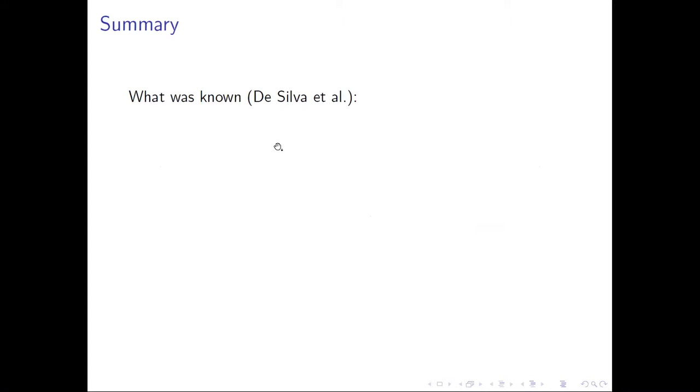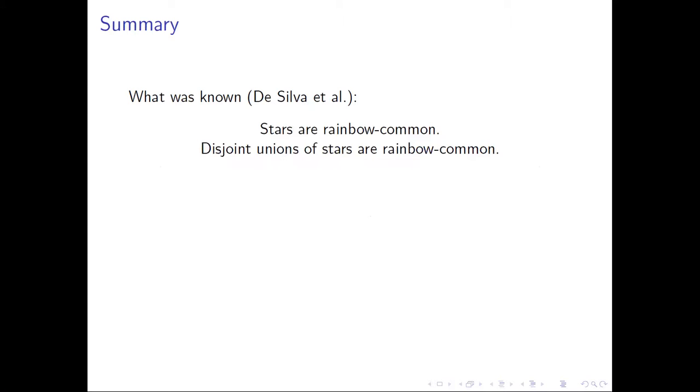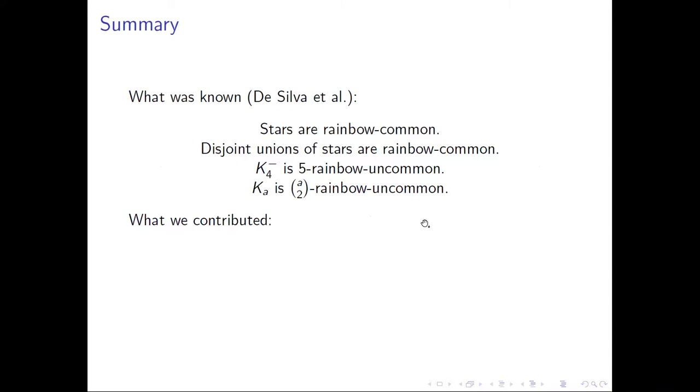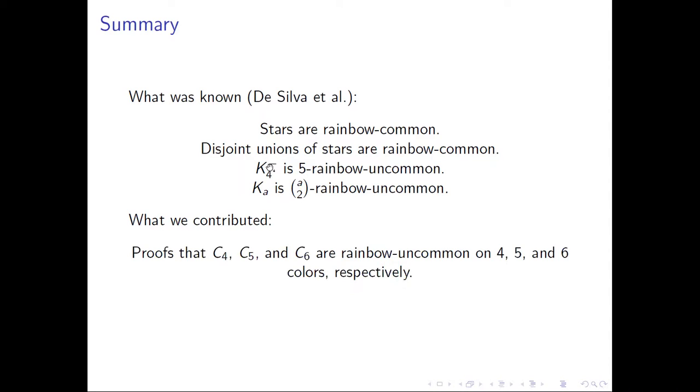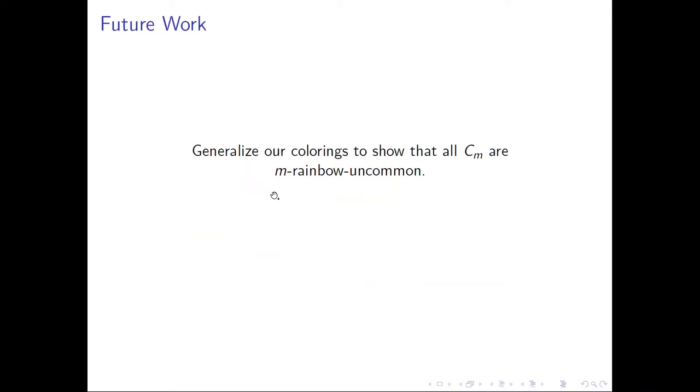So here's a nice summary of what was known previously. It was known that stars are rainbow common. It was known that the disjoint unions of stars are rainbow common. It was known that K4 minus an edge is 5 rainbow uncommon. It was known that KA is A choose 2 rainbow uncommon. What we contributed is that C4, C5, and C6 are rainbow uncommon on 4, 5, and 6 colors. We proved that K3, K4, and K6 are rainbow uncommon for all R greater than the number of edges.